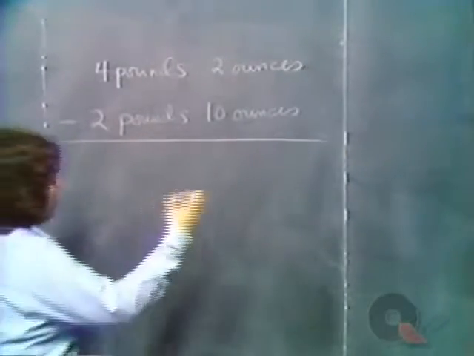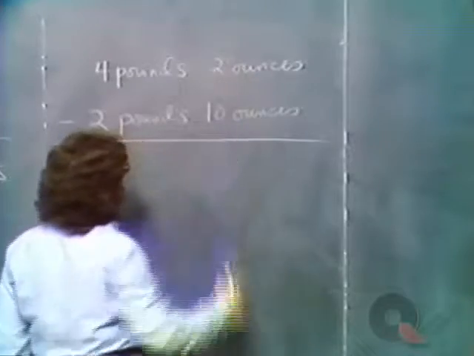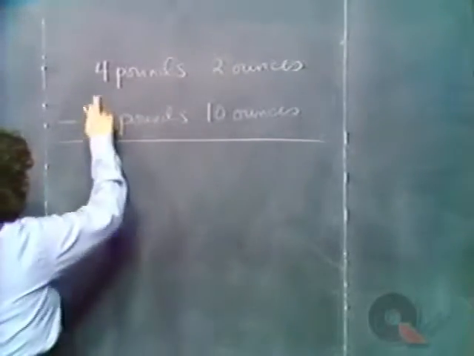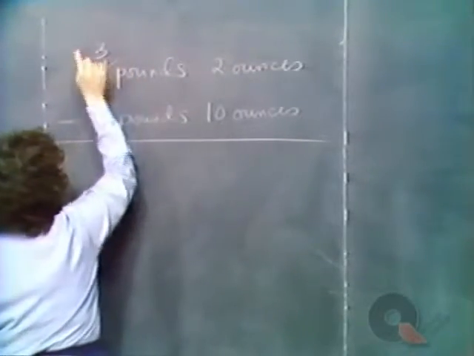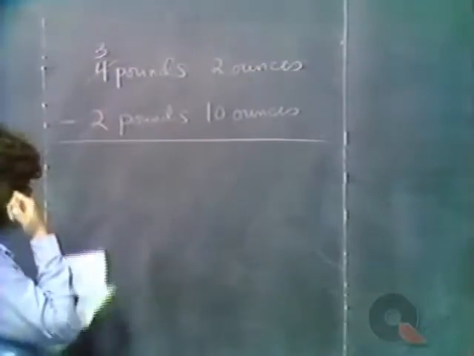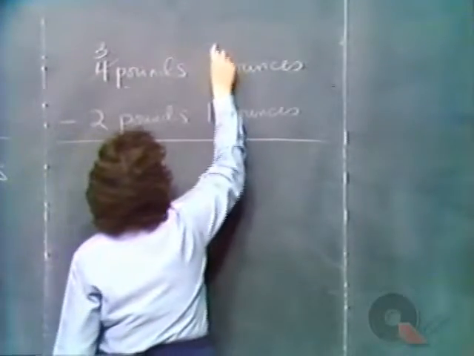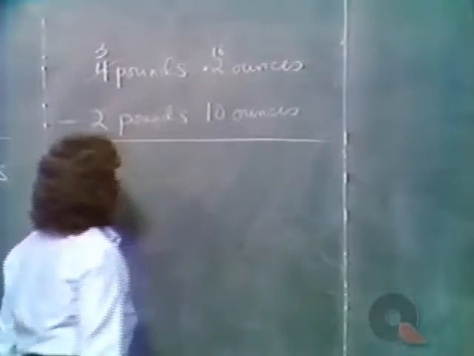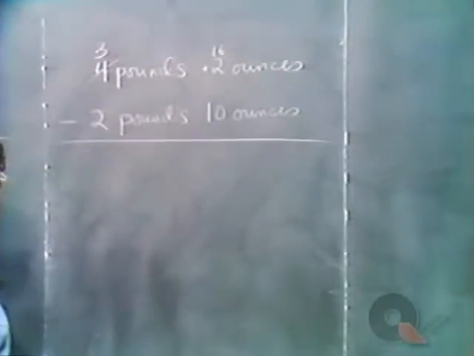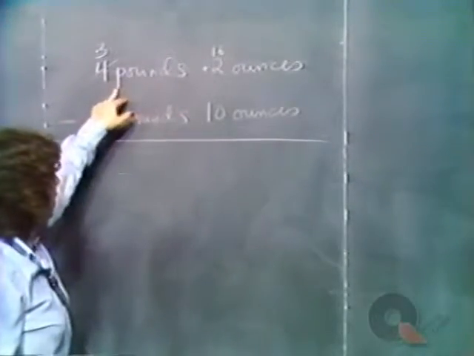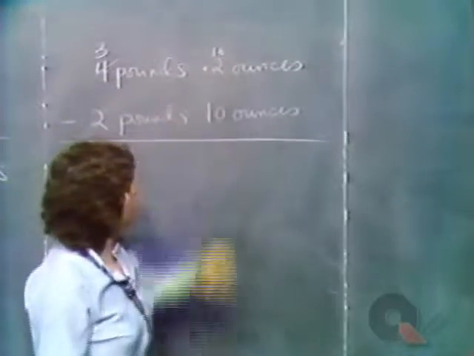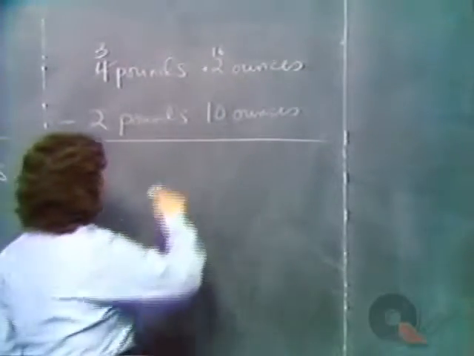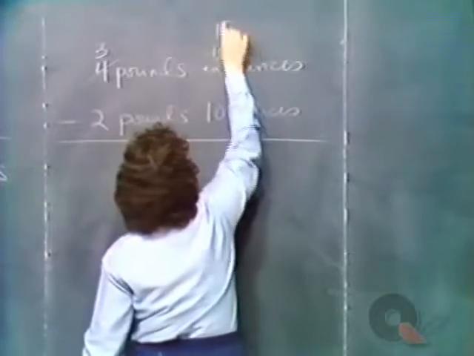Okay, once again, starting on the right, we cannot take 10 from 2, so we'll have to borrow. Instead of 4 pounds, we'll make it 3 pounds, and we have an extra pound. The extra pound can be rewritten as 16 ounces. Okay, so always keep track. We're borrowing now from the pounds column, but 1 pound is equal to 16 ounces. So 16 plus 2, we have here 18 ounces.